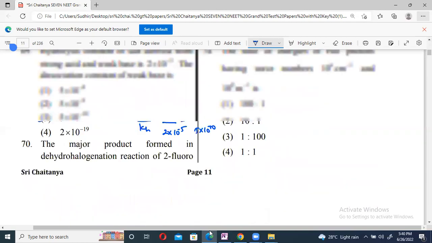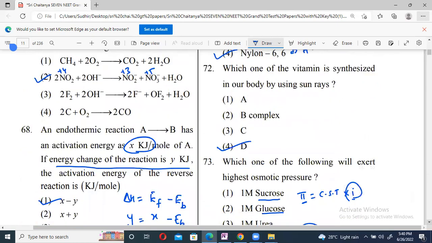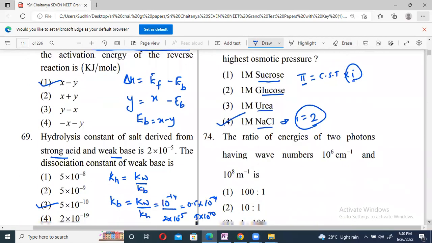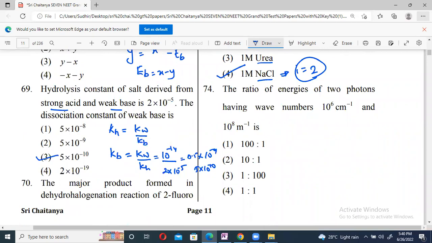74th now. In the 74th, the ratio of energies of two photons having wave number 10 to the power of 6 centimeter inverse. Check it, beta, centimeter inverse and meter inverse. If you solve, the formula is E1 by E2 equal to lambda 2 by lambda 1. But lambda means wavelength, and they have given wave number. We know wave number is the reciprocal of wavelength, right? So can we do it this way?